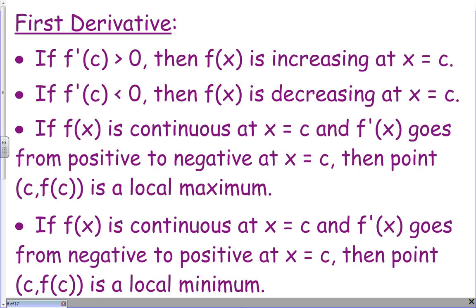On the other hand, the last bullet there says if f of x is continuous at x equals c and f prime goes from negative to positive, now the other way around, at x equals c, then the point c, f of c, is a local minimum. And that's because your function was decreasing, that's how f prime is negative, it hits the local minimum, and then after that, the function has to start increasing again. So f prime would become positive.